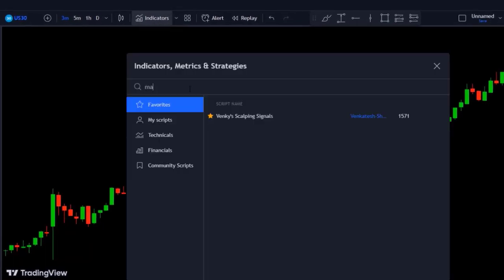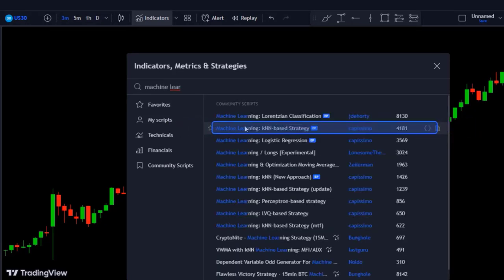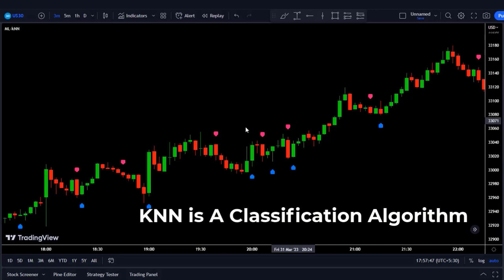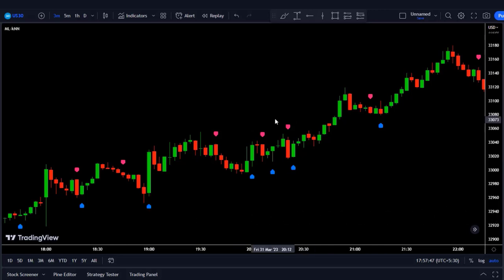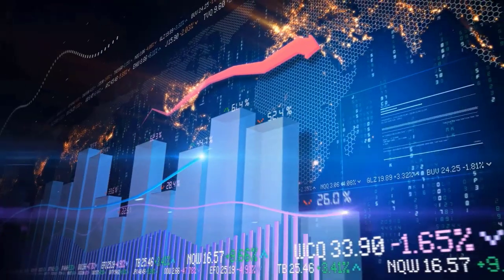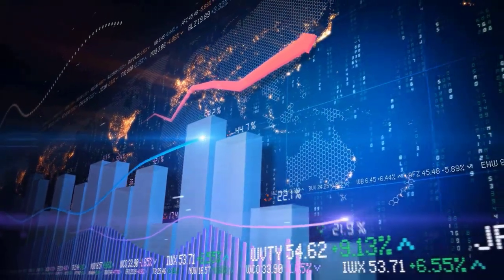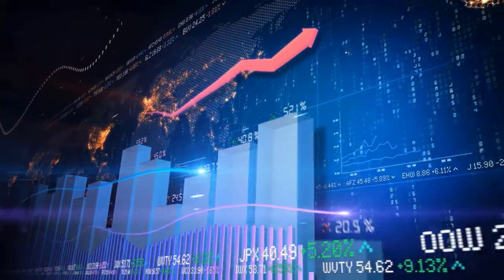So for the first indicator, let's add the Machine Learning KNN-based strategy. Let's thank the creator Capizimo for this amazing indicator. By using historical data to train the algorithm, the machine can learn to recognize patterns and predict future market movements with greater accuracy. KNN is a classification algorithm that determines the class of a data point based on its nearest neighbors in the feature space. In the context of trading, KNN can be used to classify whether a stock price is likely to go up or down based on its historical data.